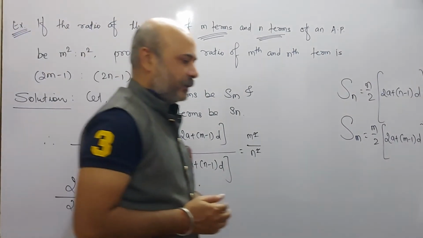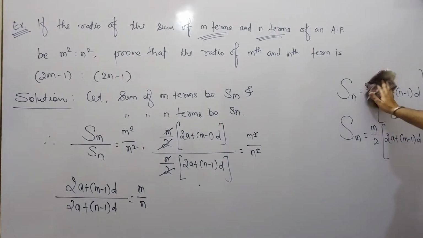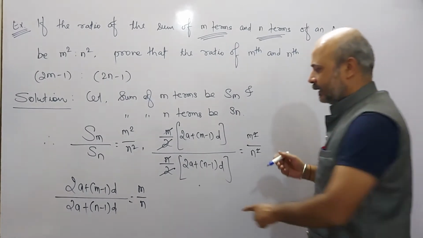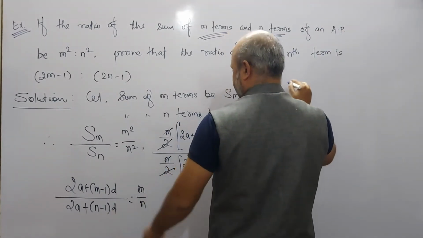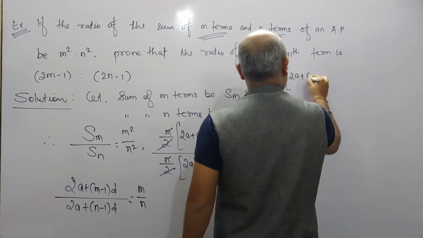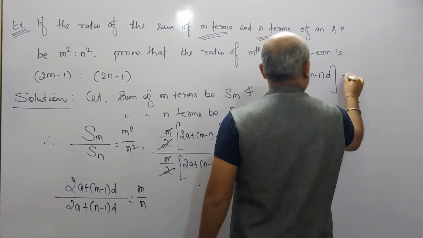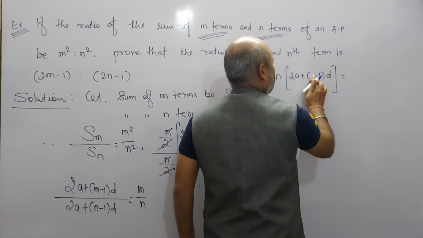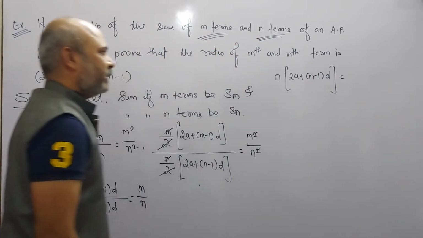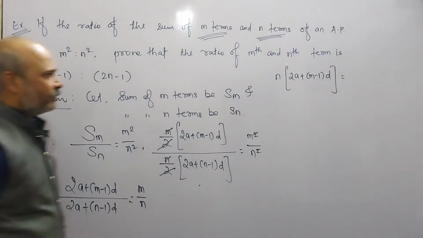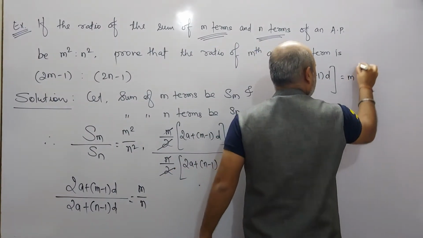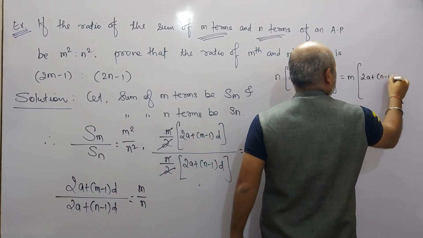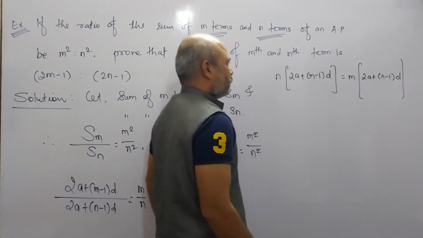And now you will cross multiply. So now you will cross multiply. So n times 2a plus m minus 1 into d is equal to m times 2a plus n minus 1 into d. Now just multiply.